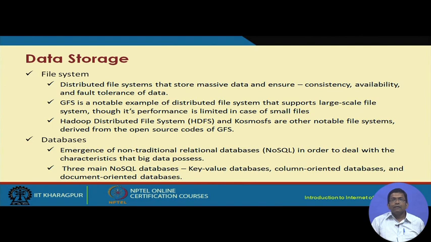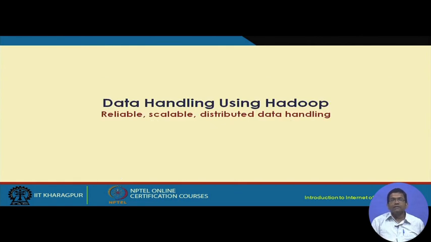NoSQL basically uses three different types of databases. One is the key value database, the second is the column oriented database, and the third is the document oriented database. So, this is about the different aspects of data handling. Now, what technology do we have for handling this kind of data? We have the Hadoop technology.